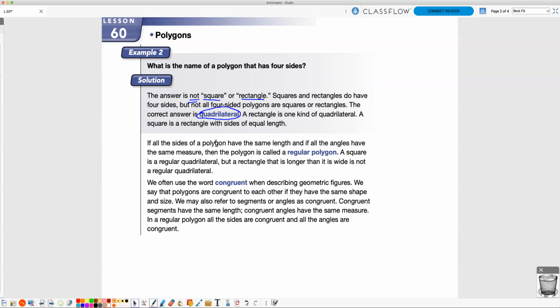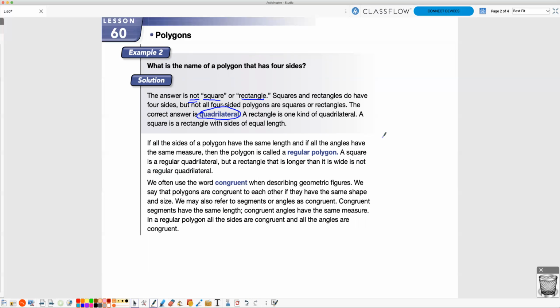If all the sides of a polygon have the same length, and if all the angles have the same measure, then the polygon is called a regular polygon. A square would be considered a regular polygon, but a rectangle that is longer than it is wide is not considered a regular polygon.